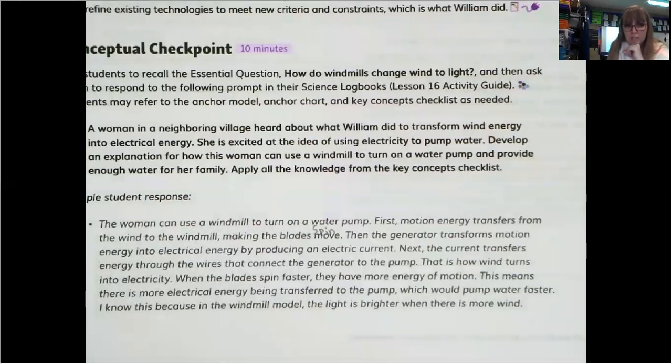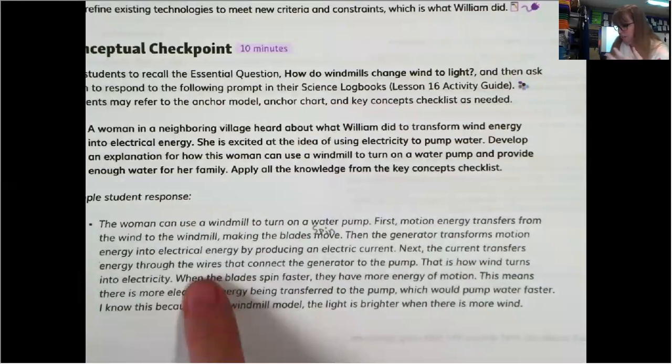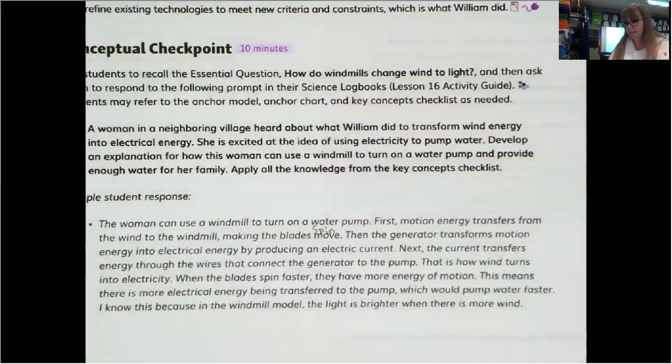When the blades spin faster, they have more energy of motion. This is telling us about this key concept.